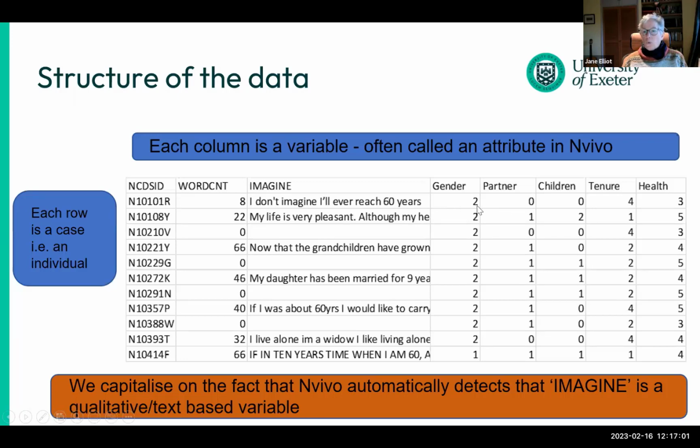And then I won't go through all the other variables, but you can see gender here coded as 2 for women, as it's typically done in Britain, and 1 for men. So the very beginning here, we've got quite a few women and then a man down here at the bottom.